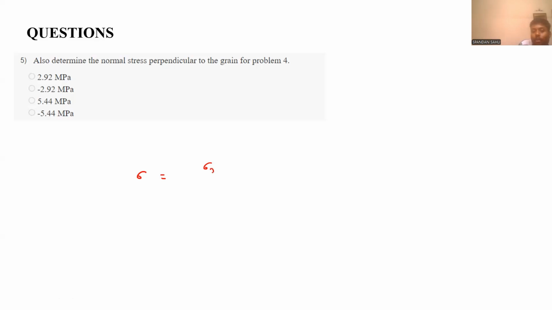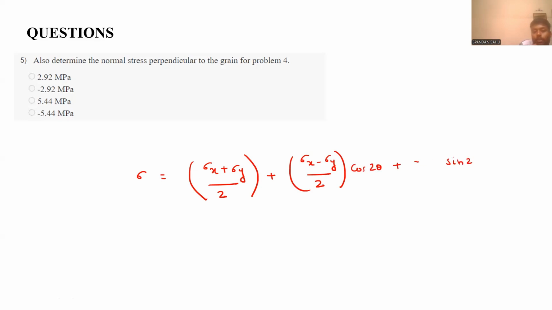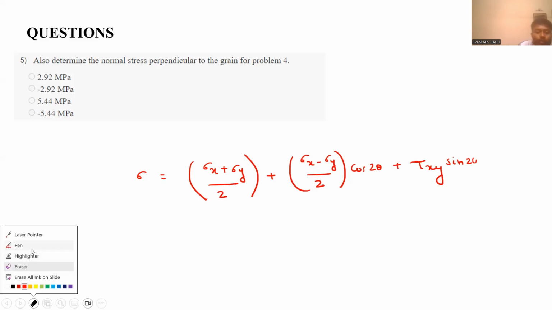So the formula for normal stress we already know. So let us write that formula. Sigma x plus sigma y by 2, plus sigma x minus sigma y by 2, and this will be cos 2 theta plus, and this will be sine 2 theta, and this will be tau x. So we just have to substitute the values. Let us do that.